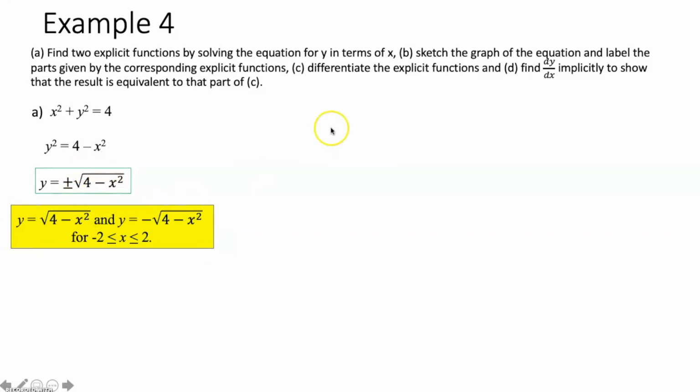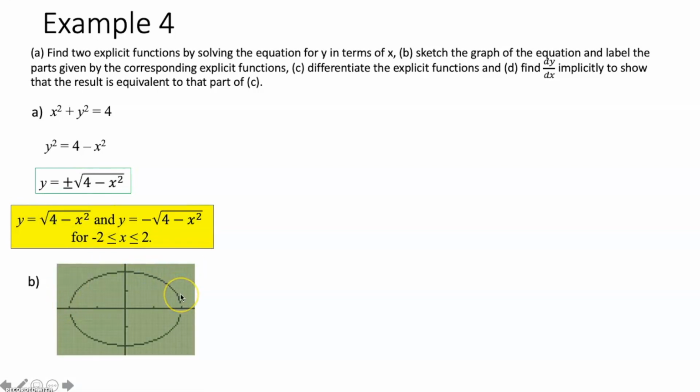We can now move on to part B, which involves sketching the graph of each part of this function. So how do we do that? Well, we know that this right here is a semicircle with a radius of 2. This also is a semicircle with a radius of 2. It's just this first one being reflected over the x-axis. So it looks something like this, where this top part is going to be y is equal to the square root of 4 minus x squared, and the bottom part is y equals the negative square root of 4 minus x squared. Cool. So we can move on to part C now, which involves differentiating this explicit function right here.